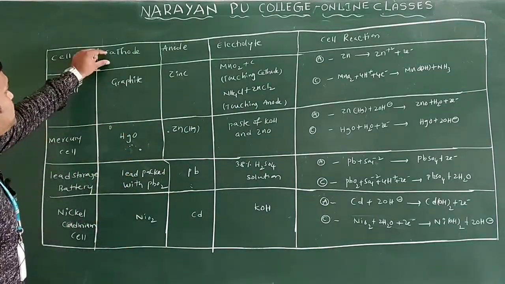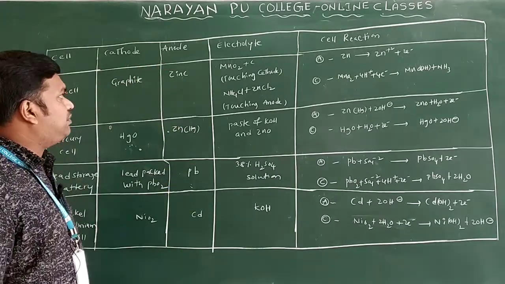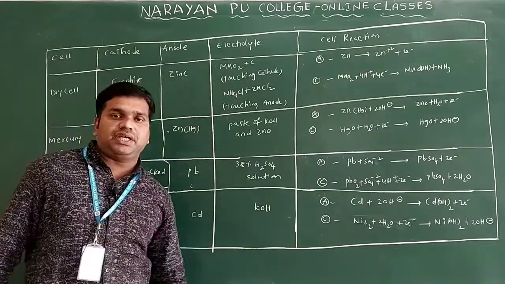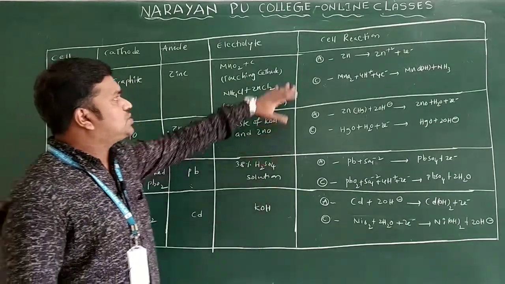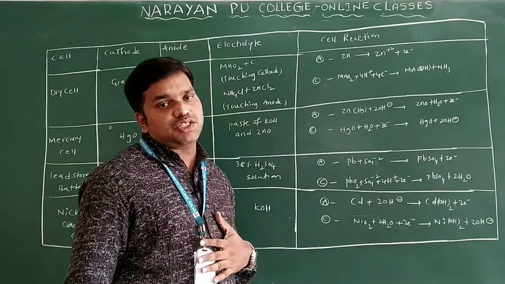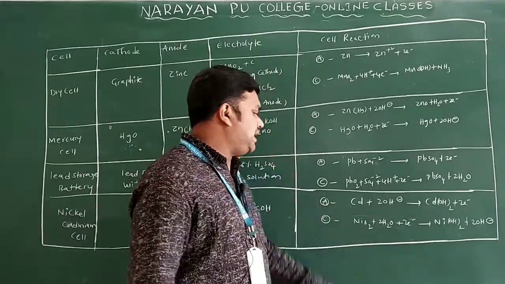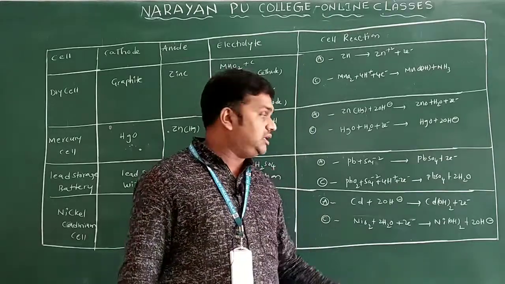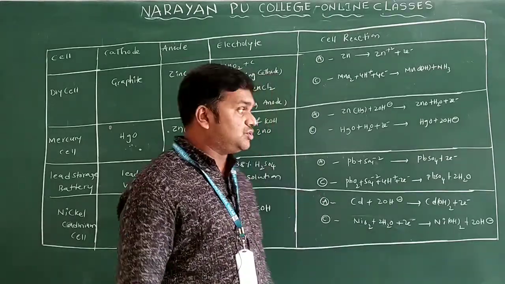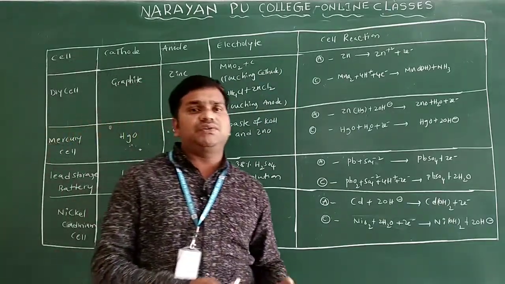The last one we have is the nickel cadmium cell. In this nickel cadmium cell, the cathode is NiO2 and the anode is cadmium. The electrolyte here is KOH solution. For the cell reaction, at the anode cadmium combines with OH- ions from the electrolyte and forms cadmium hydroxide. At the cathode, NiO2 combines with water and forms nickel hydroxide. So these are the reactions that take place at the anode and cathode.